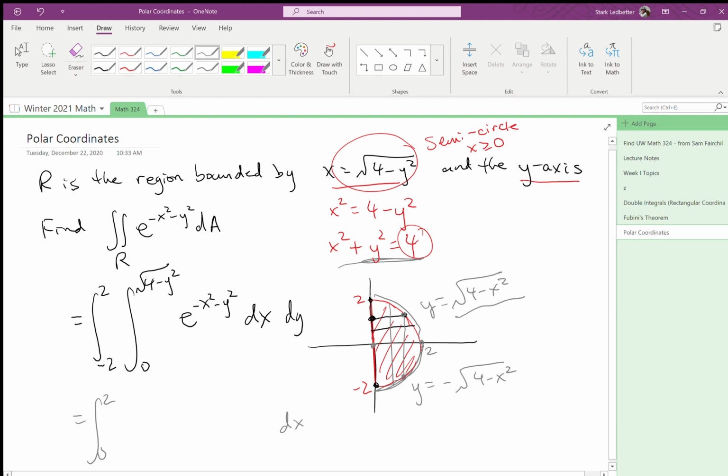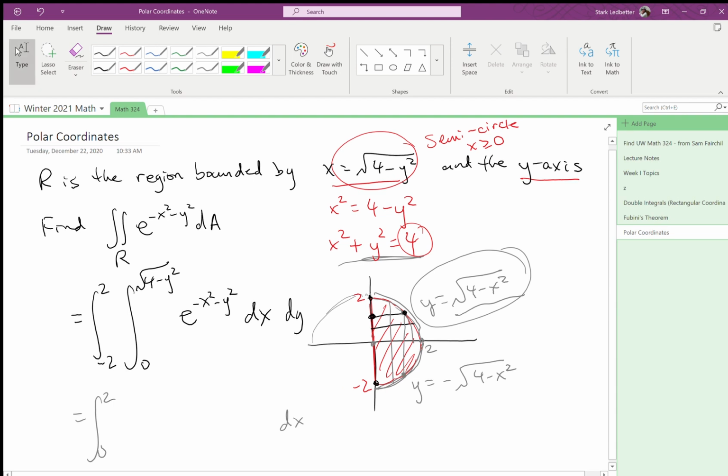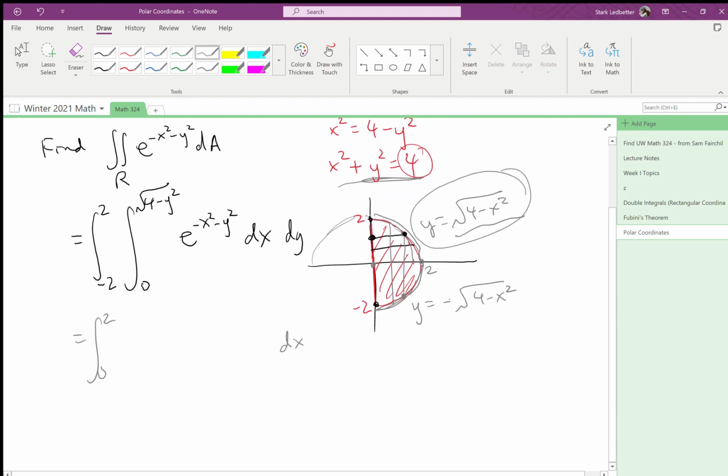So if we take this part, we get the top half of the circle. And you can get this other part too, but we don't want that. And so we need to put a negative sign in order to get the bottom half of the circle. So we're actually going from negative root 4 minus x squared to positive root 4 minus x squared. And then same function. And of course, because the function was symmetric in x and y, changing the order of integration didn't help. This is still really hard to integrate. It's still e to the negative y squared.